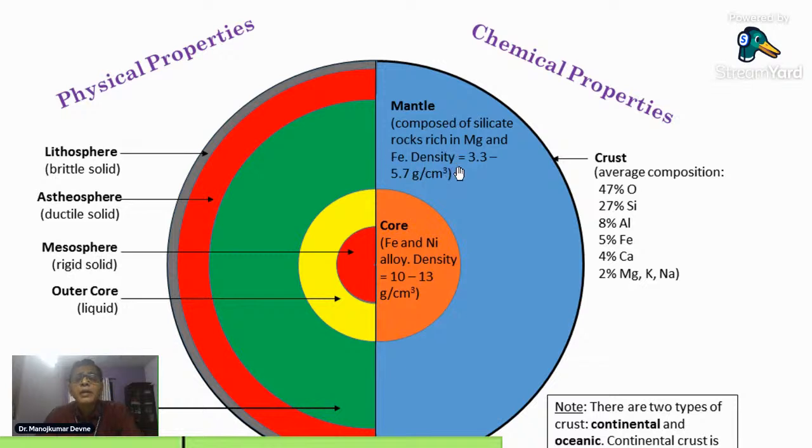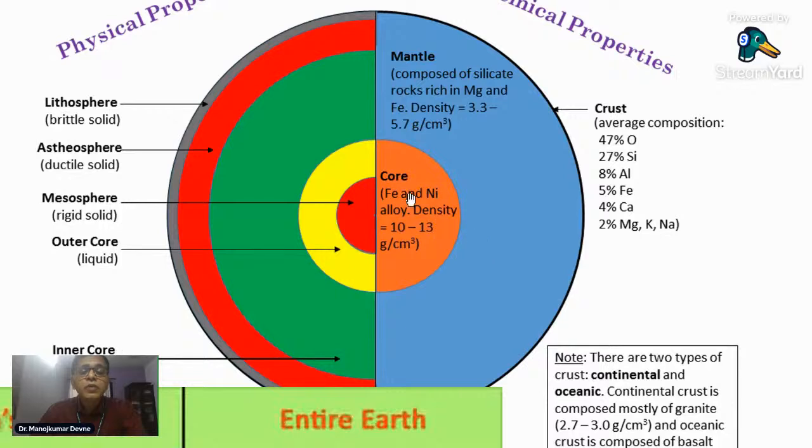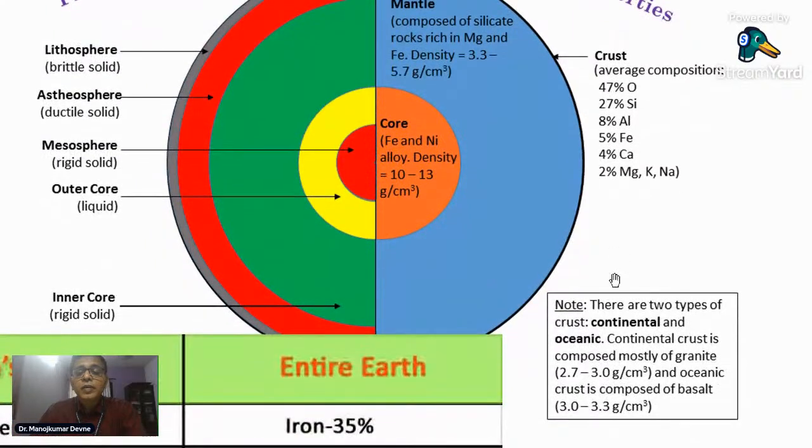Speaking about the mantle, the density is between 3.3 to 5.7 grams per cubic centimeter, and for the core it increases to 10 to 13 grams per cubic centimeter. The continental part of the crust has a much lesser density as compared to the mantle and the core.